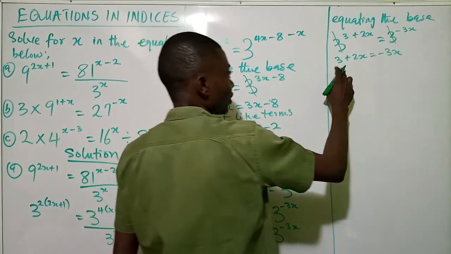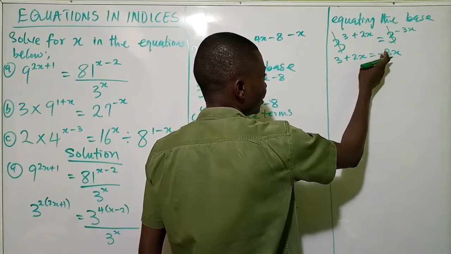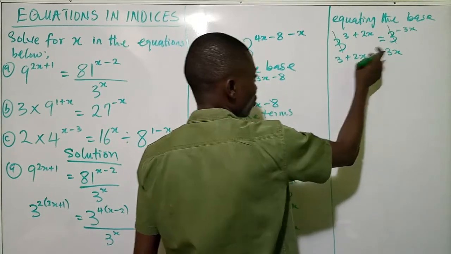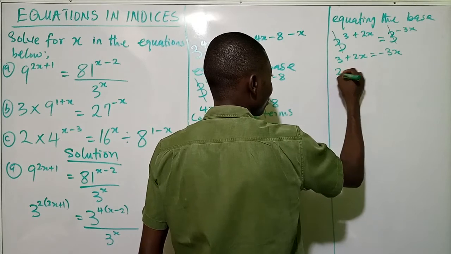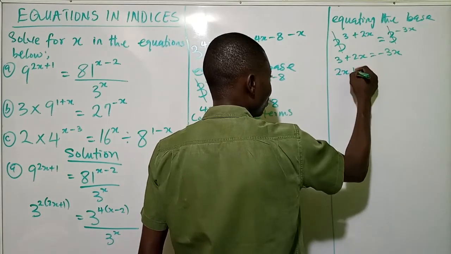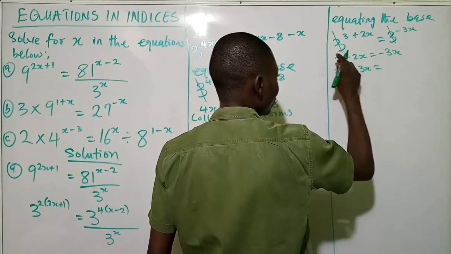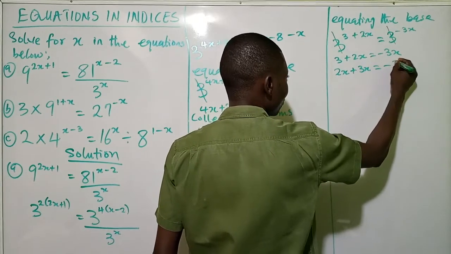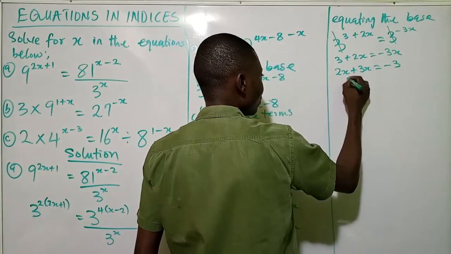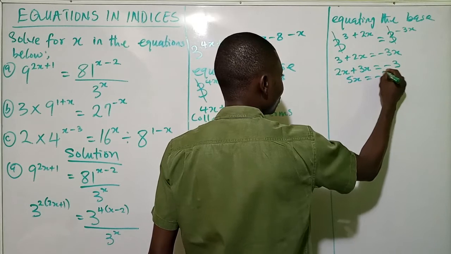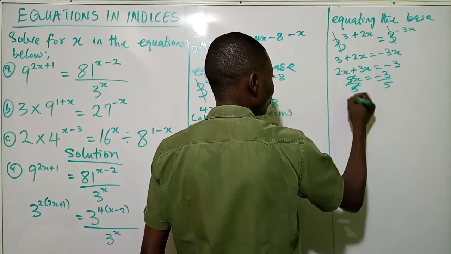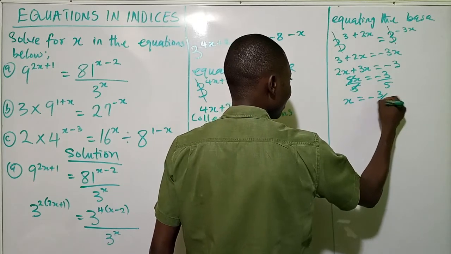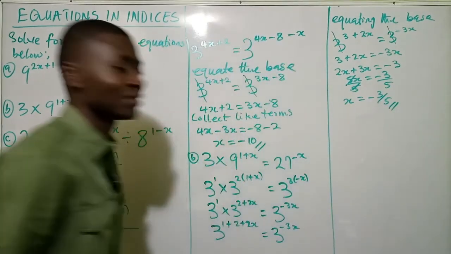Collect like terms, okay? When I collect like terms, this minus 3x come this way, while this 3 goes the other way. So that will be what? 2x, this minus turn to plus 3x equals to this plus go down with us to what? Minus 3. So this is what? 5x equals to what? Minus 3. So divide both side by 5. So x is equals to minus 3 over 5. And that is the answer.